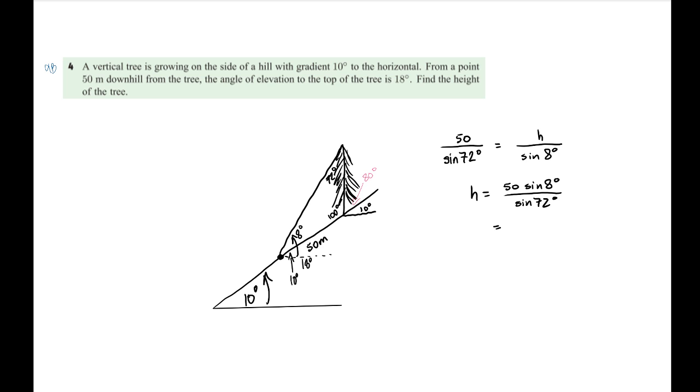So I'm going to go ahead and check that calculation. 50 sine 8 divided by sine 72. And I get the height of the tree is 7.32 meters. So I'm just going to jump to the textbook and actually check that. And this was from 9B, number 4. 7.32 meters, yep. So that works out to be the answer.